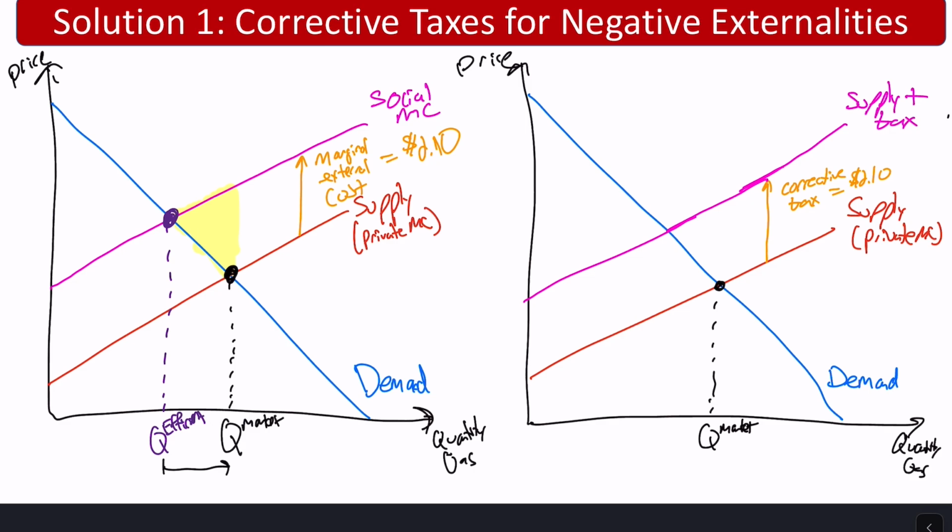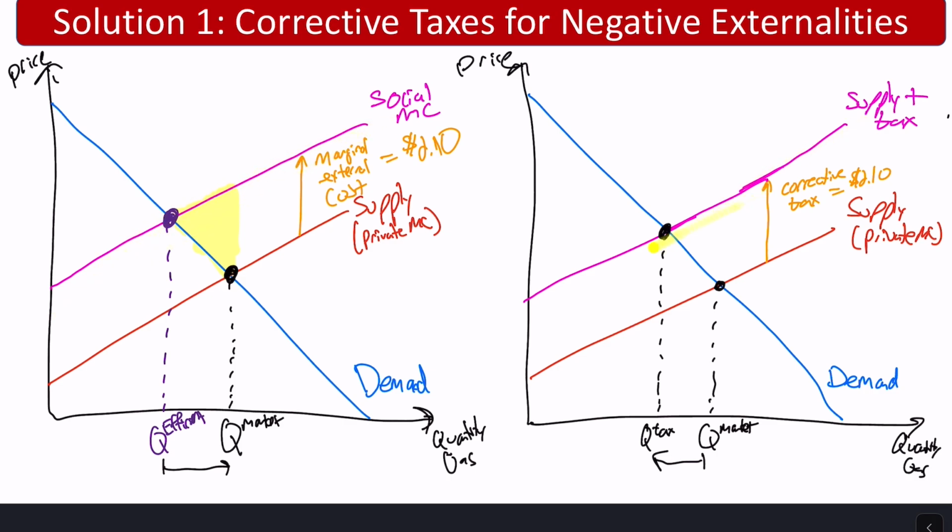Now we can find the equilibrium with the tax. Supply plus tax crosses your demand curve. Put a dot there. There's your tax equilibrium. Come down here, and you would get quantity tax. The fact that I set our corrective tax of $2.10 exactly equal to that marginal external cost means we're going to shift our supply curve up the exact amount that the supply curve is shifted up to get the social marginal cost.